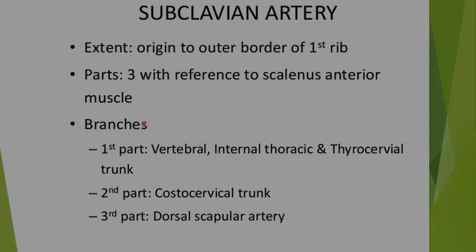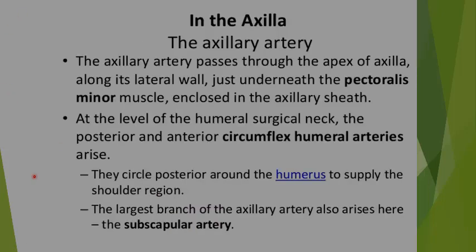it has got branches. The first part is vertebral, internal thoracic and thyrocervical trunk. The second part is costocervical trunk. The third part is dorsoscapular artery. In the axilla, we have axillary artery.